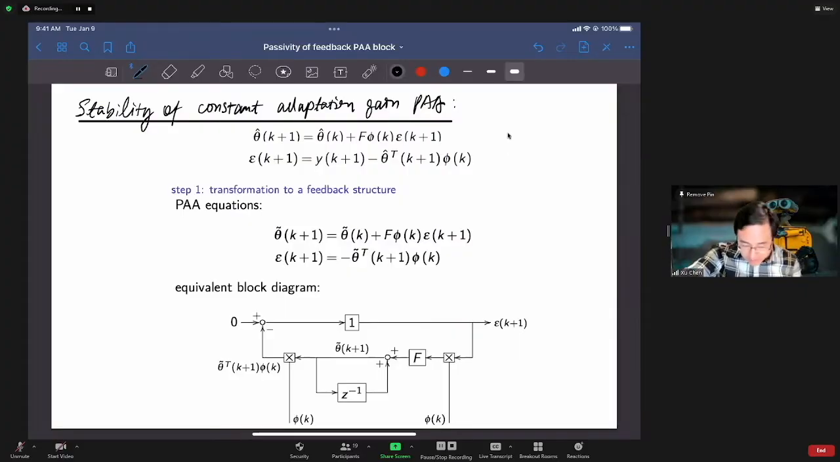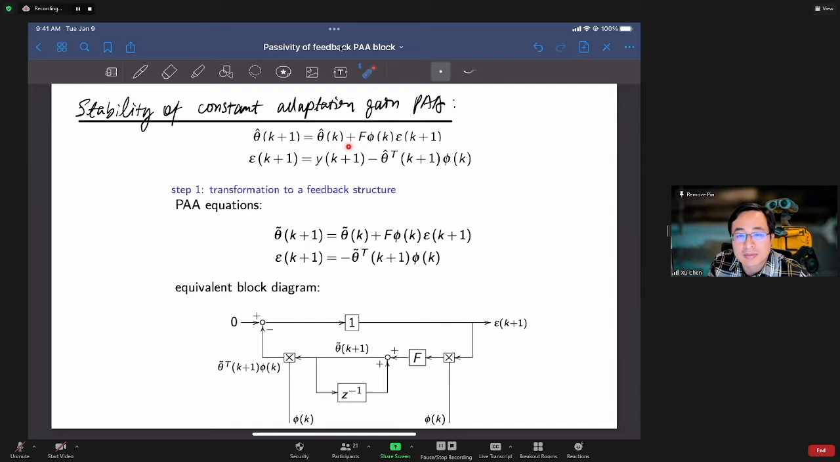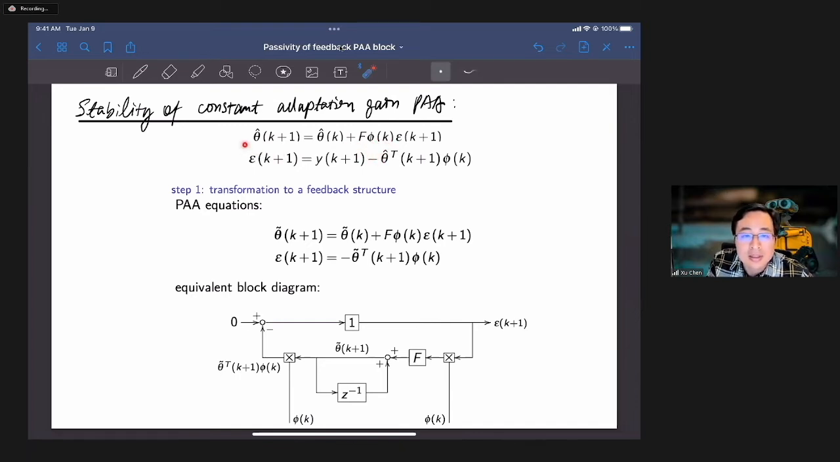Let's get started. The first topic for today is about stability, this constant adaptation gain parameter adaptation algorithm. Our goal is to prove that as long as you follow this parameter adaptation, you will be guaranteed that the adaptation error will not blow up. All right. The steps are as follows.